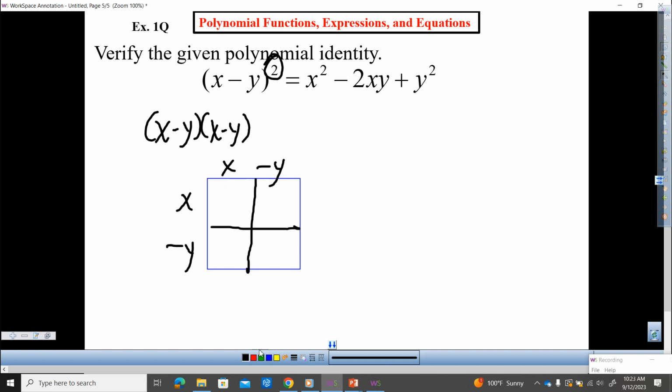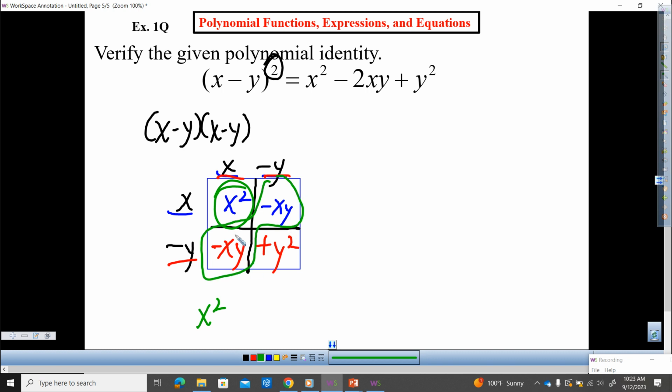So, let's see. What is x times x? X squared. X times negative y. That's negative xy. Then I go to this one times these two again. Negative y times x in alphabetical order is negative xy. Negative y times negative y is positive y squared. So, combine like terms, there's only one x squared. Combine these, that gives me negative 2xy plus y squared. And what did you write? Verified.